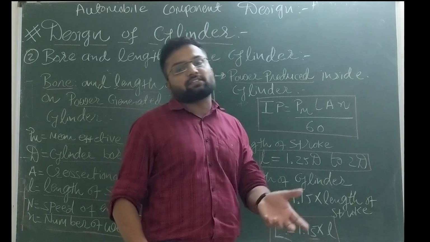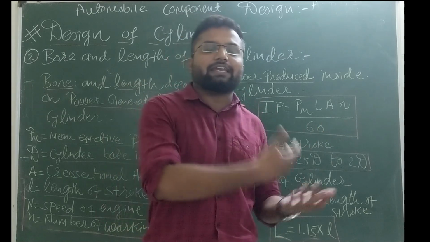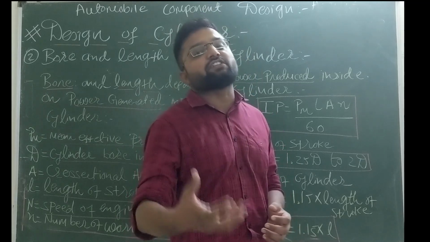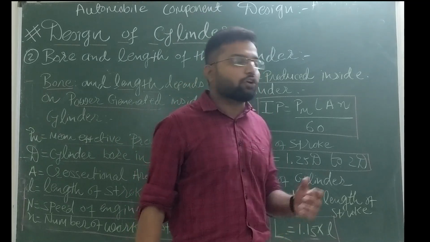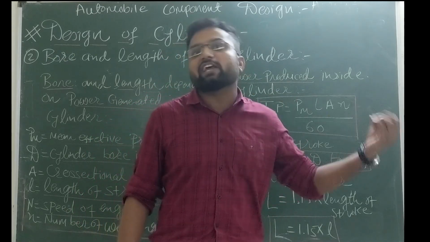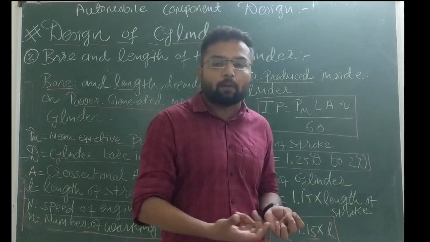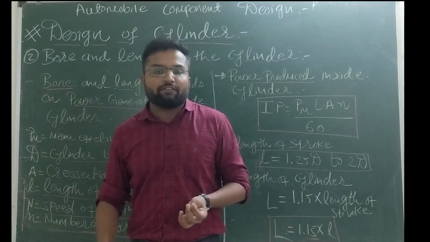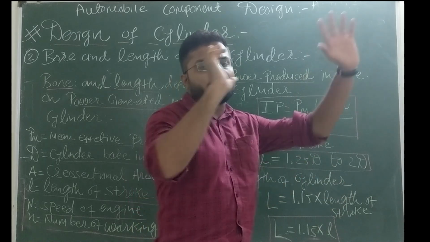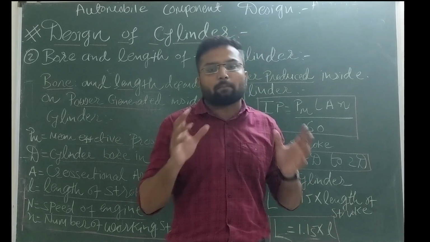By designing this, by replicating this power through geometrical consideration or any other arrangement, we are trying to find the real power, or you can say brake power, which we can determine at our flywheel. So indicated power is basically a predicted power, or input power, and brake power is the output power which we can find at the flywheel.